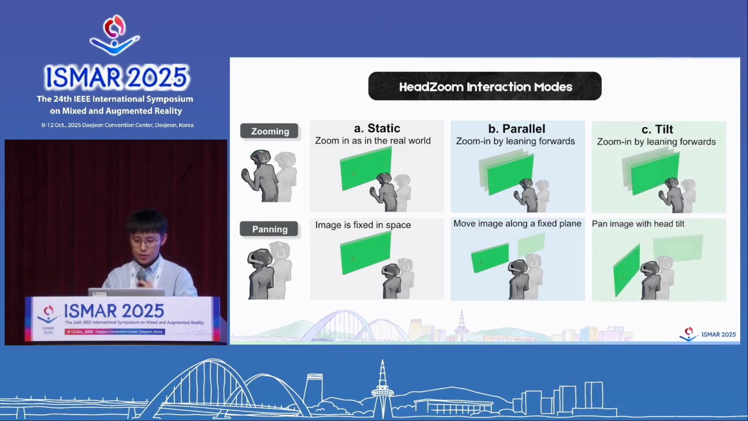And finally, tilt. For the tilt mode, zooming is similar to parallel, where the user can zoom in and out by leaning forward and backward. But the panning is a little bit different. The image itself can tilt, which allows the user to bring a specific part of the image closer. So across those modes, the static mode simulates real-world viewing, the parallel mode provides head-based zoom with fixed-plane panning, and the tilt mode combines head-based zoom with ray orientation. Each mode offers a different balance between ease of use and control effort.